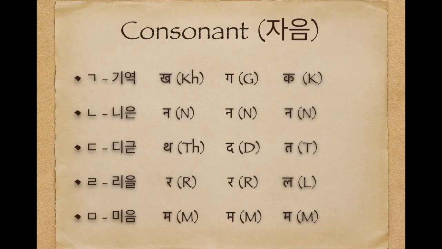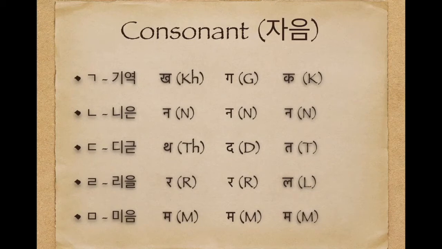The first word is kyok. When kyok appears in the beginning, it is pronounced as kha. But when it appears in the middle, it is pronounced as g. As a past chain, it is pronounced as k.